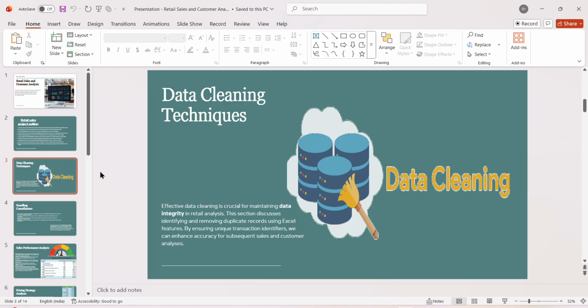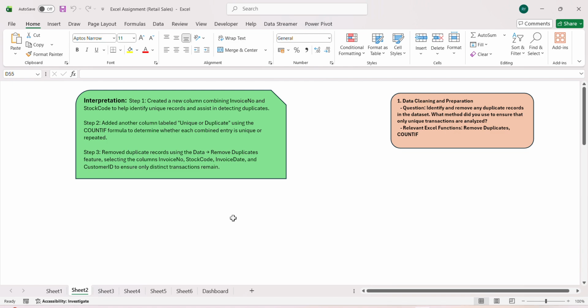Effective data cleaning is crucial for maintaining data integrity in retail analysis. This section discusses identifying and removing duplicate records using Excel features. As we see here, in step one, I created a new column combining invoice number and stock code to help identify unique records and assist in detecting duplicates.